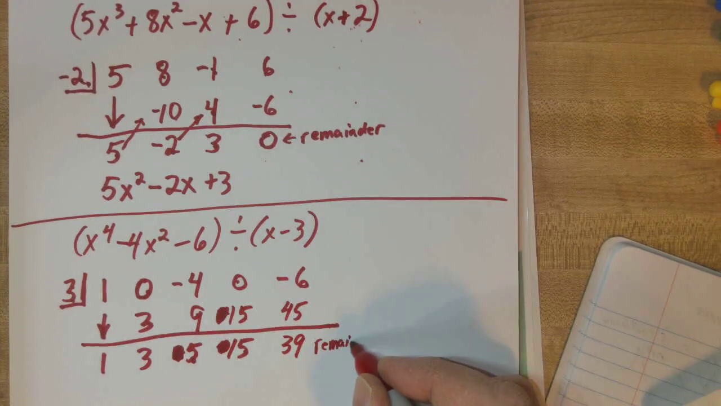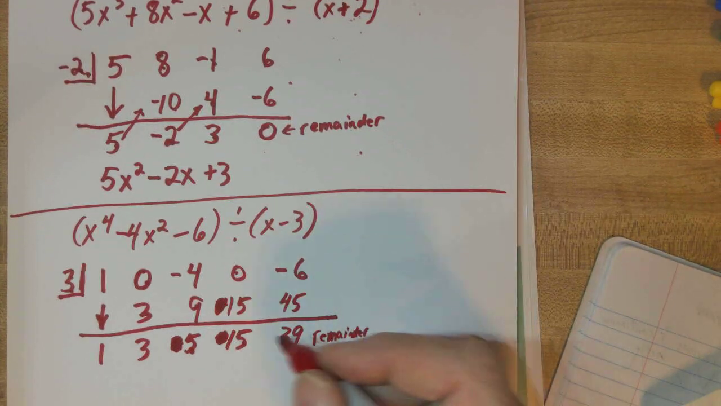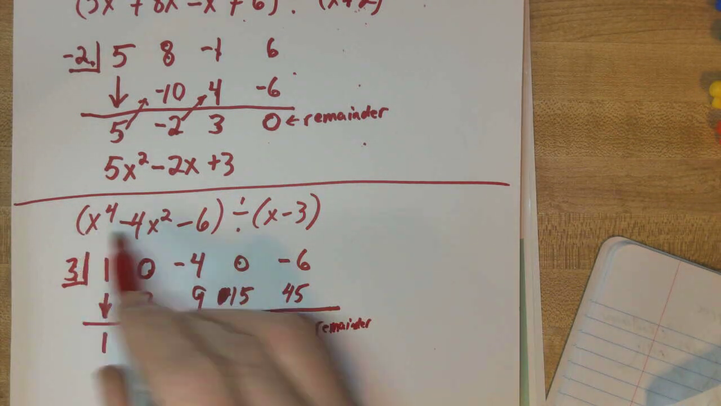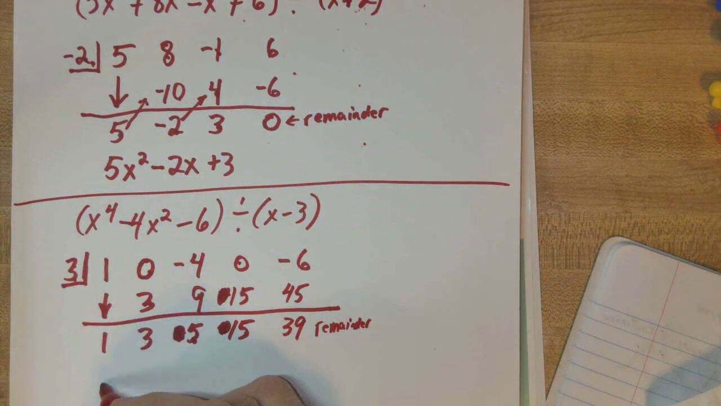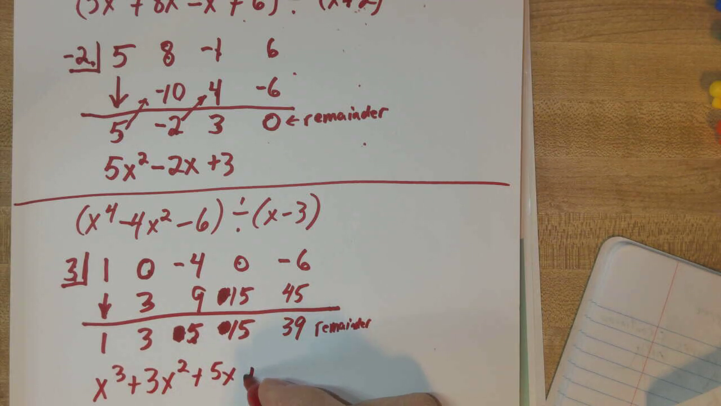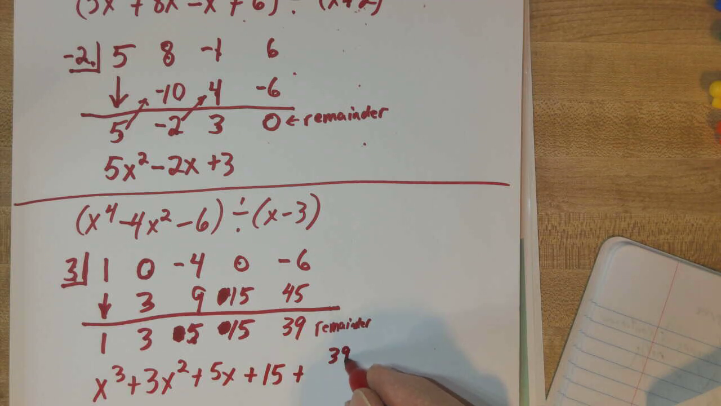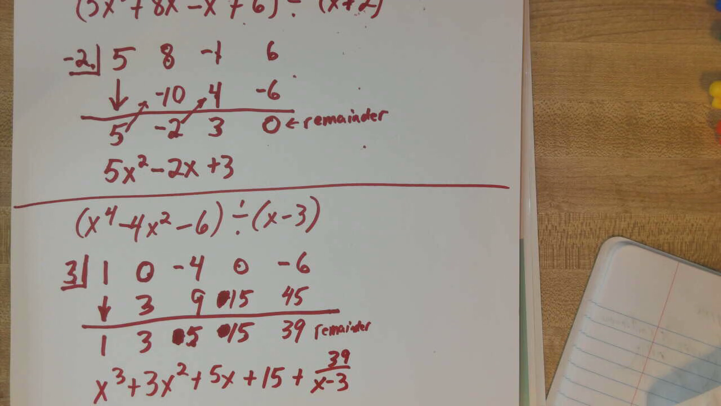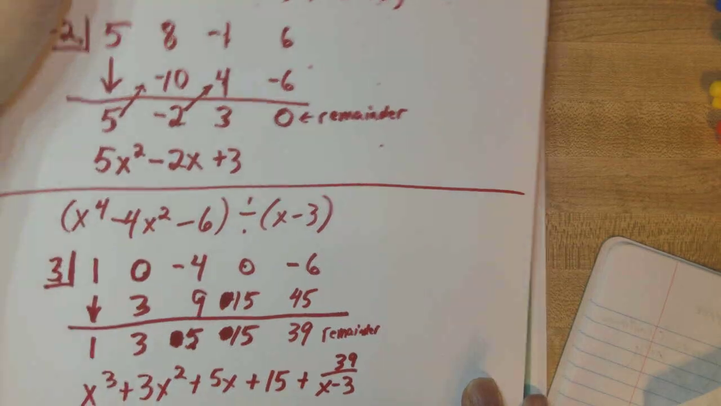39 is the remainder. Okay, so when we write our answer, x to the 4th divided by x is x cubed. So it's 1x to the 3rd plus 3x squared plus 5x plus 15 plus 39 over x minus 3. I think if you look back at your notes from the long division, that should be the same answer. I hope. Tell me if it's not.